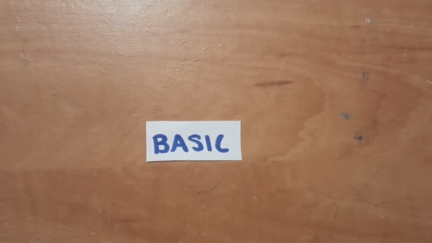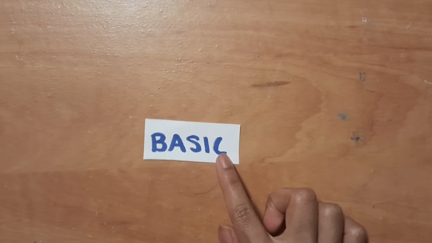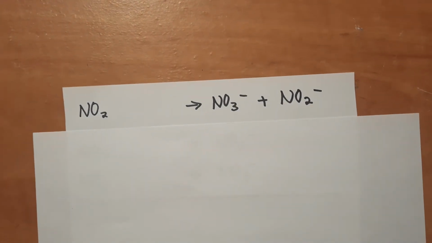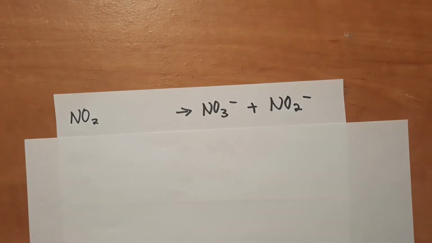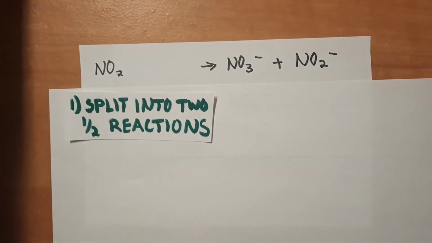Okay, now for our last example of this video, we will look at a redox reaction that occurs in a basic solution. So for this, we will look at this example, and it's the same steps until you hit the component chart. So our first step will be splitting it into 2 half reactions.